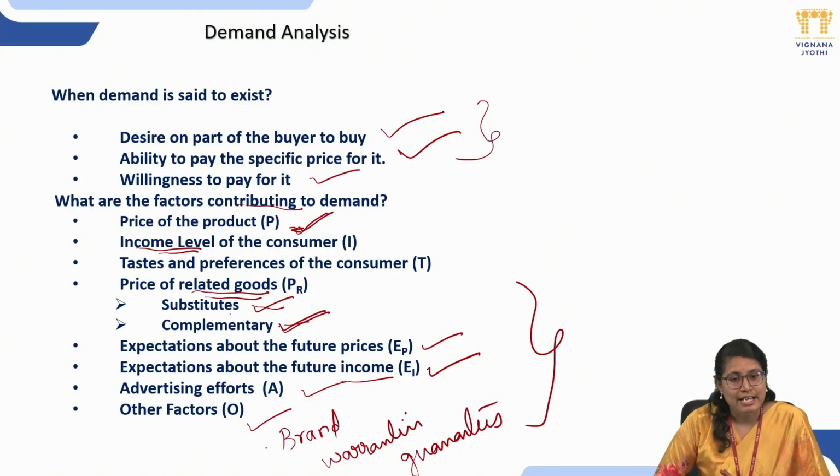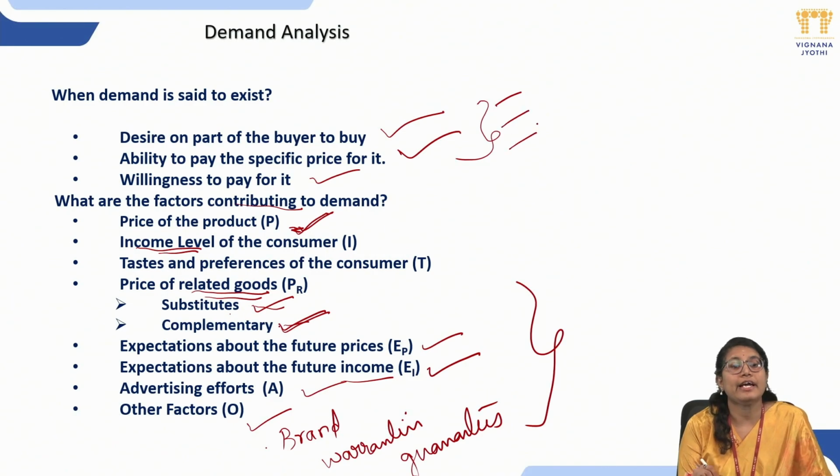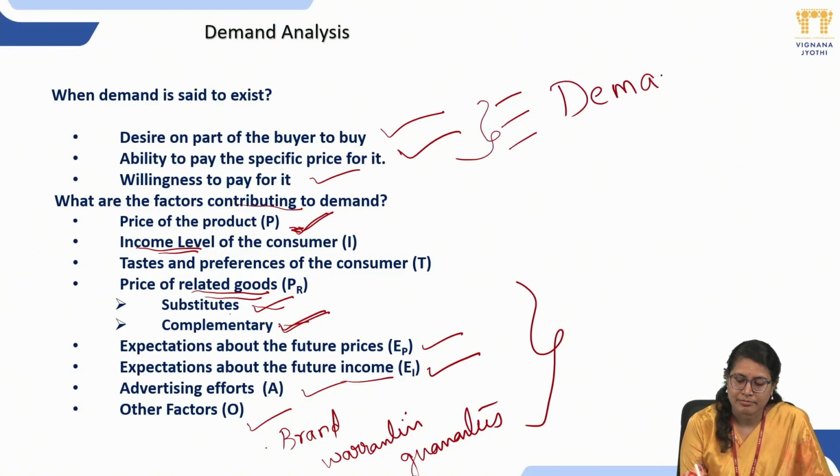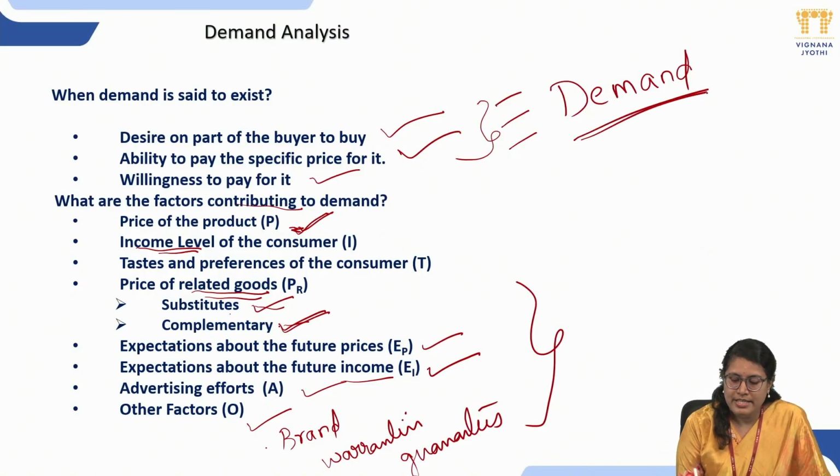So based on these aspects, you can say these are all the factors which determine the demand, which make you fulfill this desire, ability and willingness. So the desire on the part of the buyer, ability to pay and willingness to pay, this contributes to the demand. Okay, so this is about the demand and the factors which contribute to the demand.